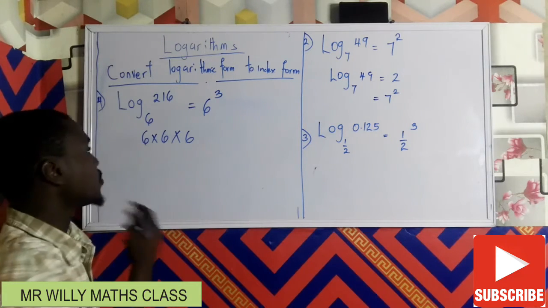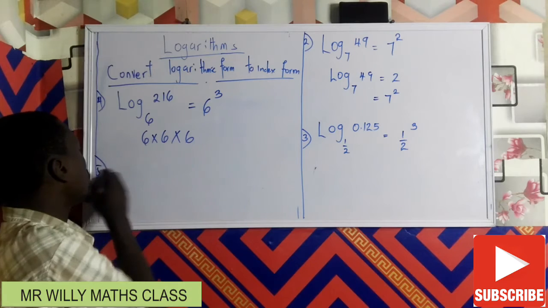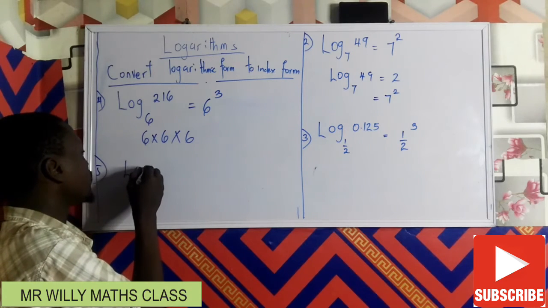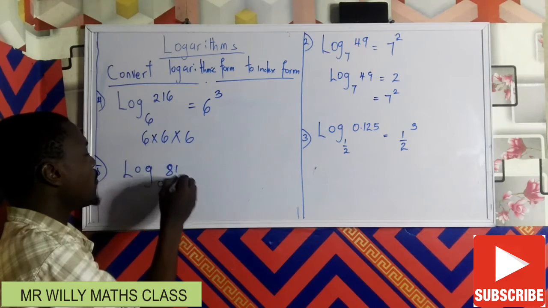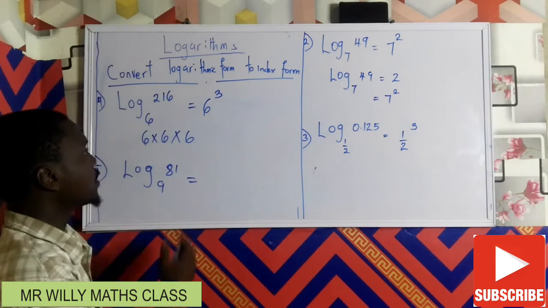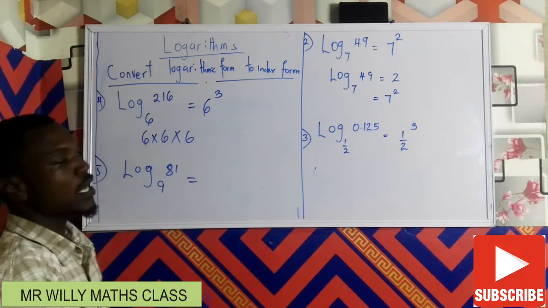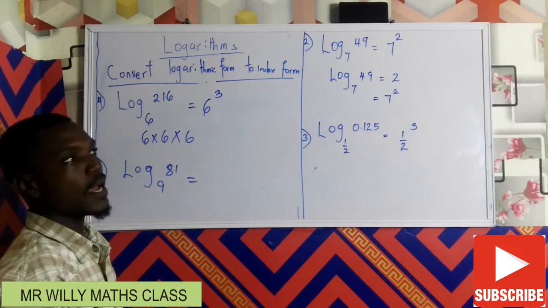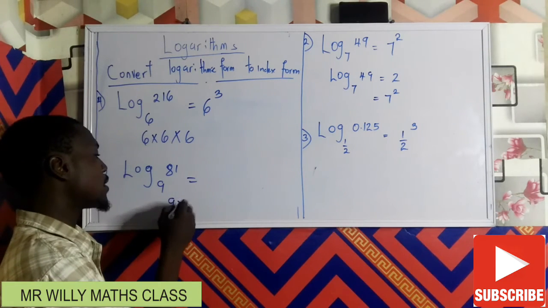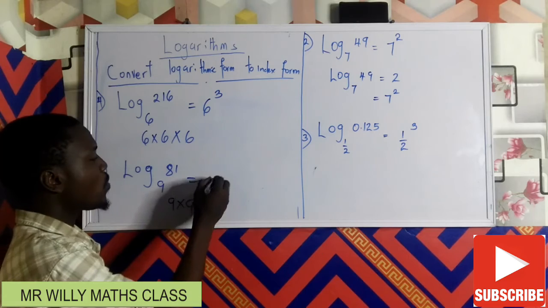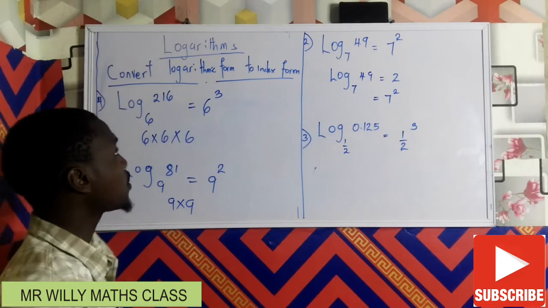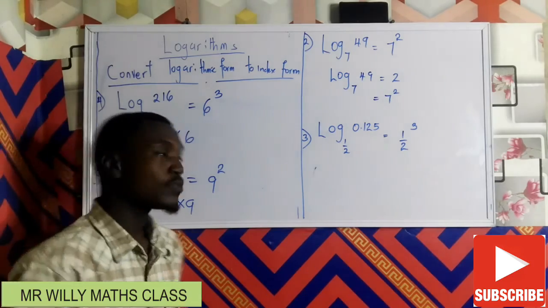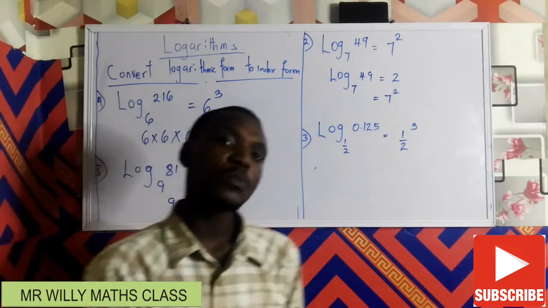And let's take this question as the last example. We're having log base 9 of 81. What does it mean? Change to index form. All it means is, how many times do I have to multiply 9 to get 81? That will be 9 times 9. That will be 9 raised to power 2 to get 81. It's as simple as ABC. So that's how to change from logarithmic form to index form.